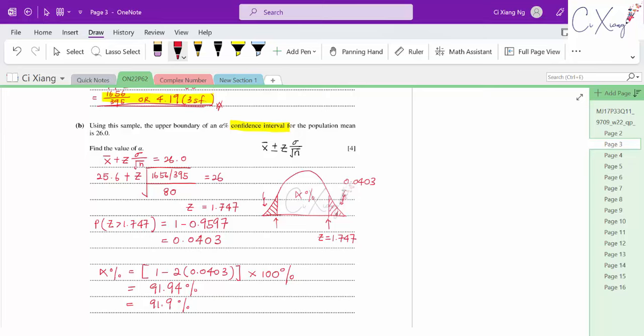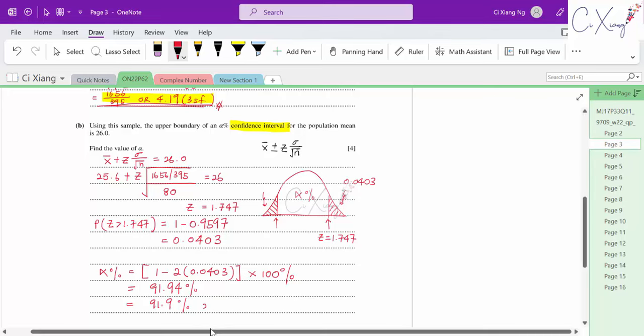Or if you use this value, which is not in fraction form, and the sigma which is not in fraction form, you might get 92%. Both answers, 91.9% and 92%, are accepted in the marking scheme. So this is how we decide the value for the alpha.